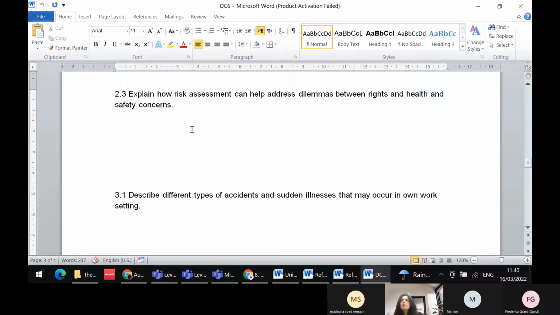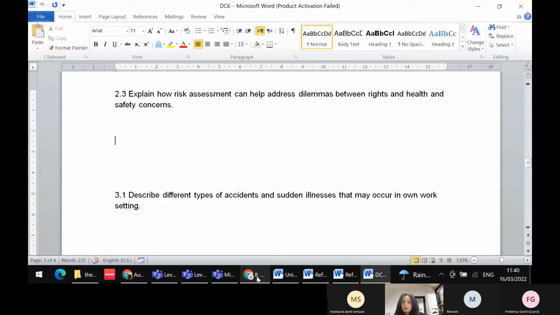So obviously the people who are living in care, they have rights, they are human. We need to give them all the freedom, let us say, many activities they want to do, but sometimes these activities might have an effect on the health and safety issues, their health and safety, others' health and safety, my health and safety. So this dilemma, how can risk assessment help address these dilemmas?